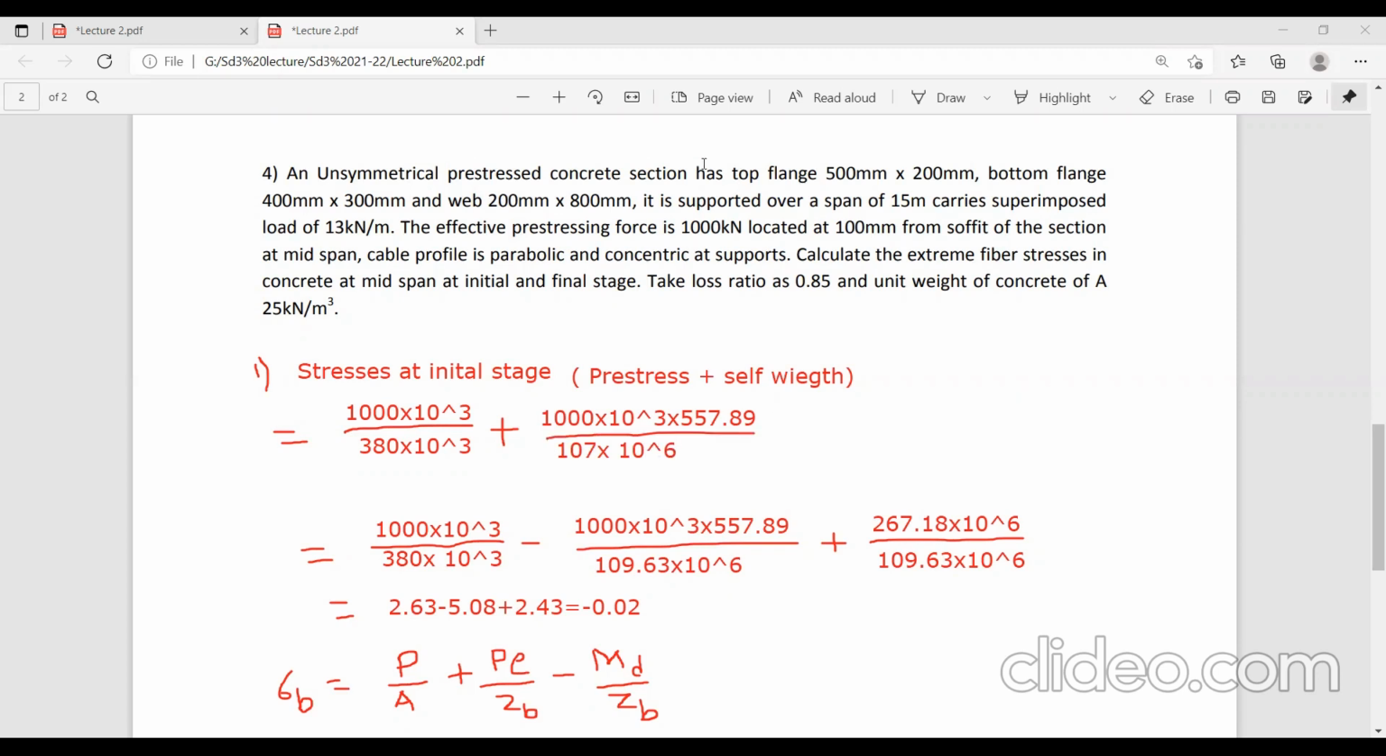Then next, this one is minus again MD by Z. So 267.18 into 10 raised to power 6 divided by 107 into 10 raised to the power 6. Now tell me how much you will get this value.